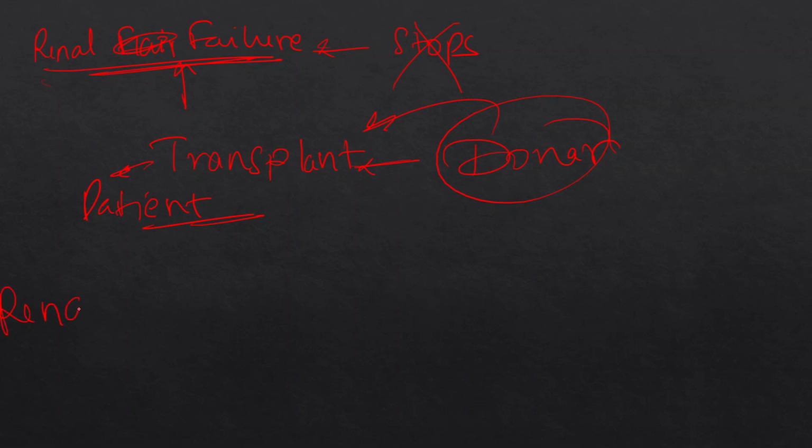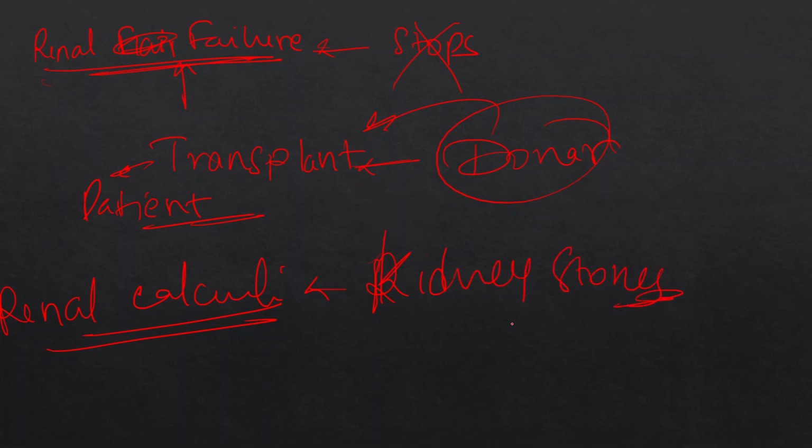Next one, renal calculi. In general terms they are called kidney stones. They are the insoluble crystallized forms of sodium urate, or urate crystals in general.